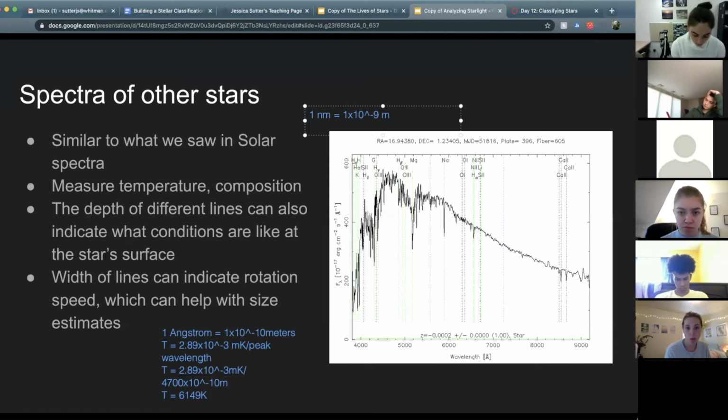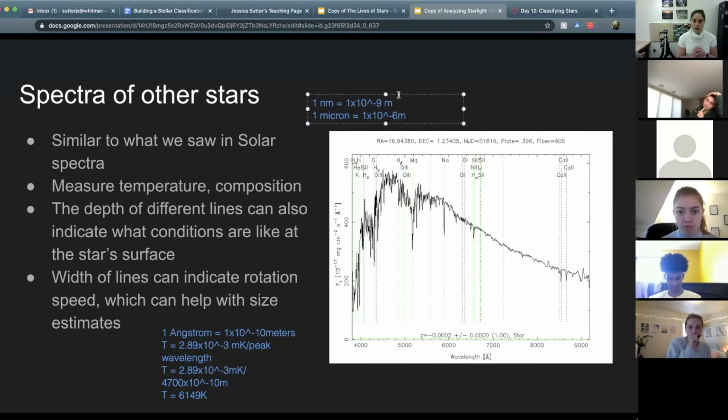On occasion, you might also see microns. So just to point this out, 1 micron is equal to 1 times 10 to the power of negative 6 meters. So those are kind of the conversion factors we might need to use as we look at wavelengths, and specifically the peak wavelengths of stars, and we use that to find temperature.